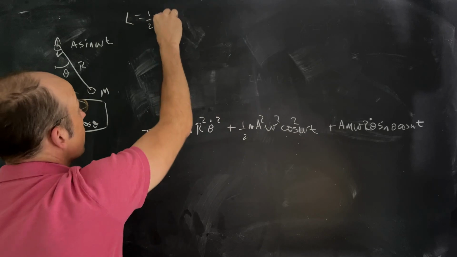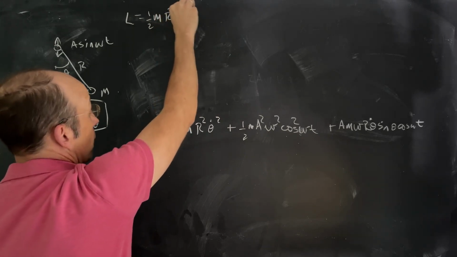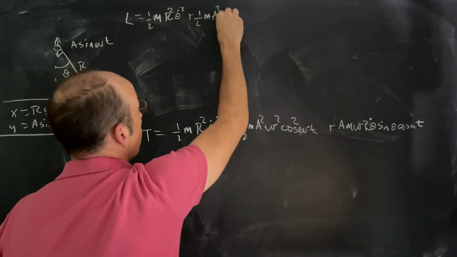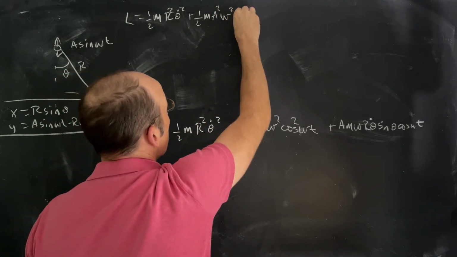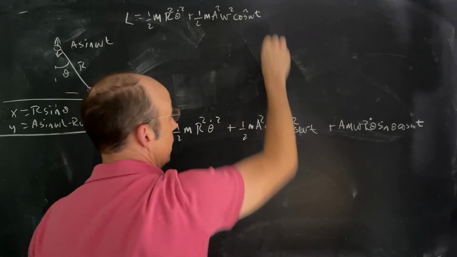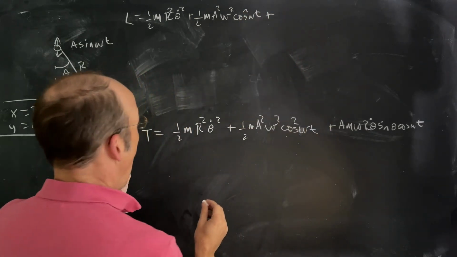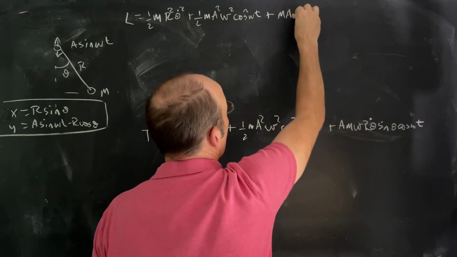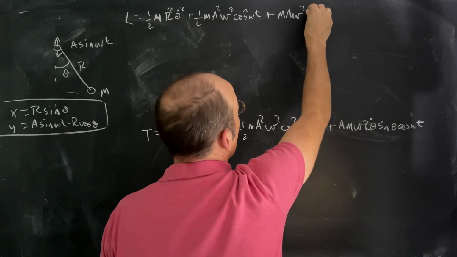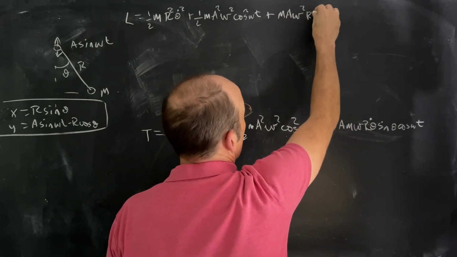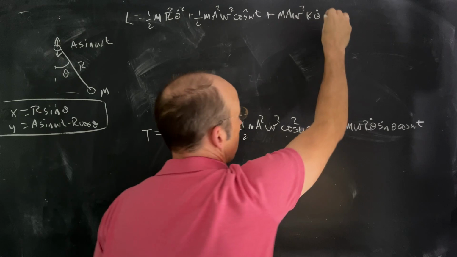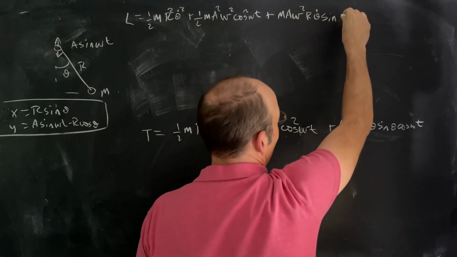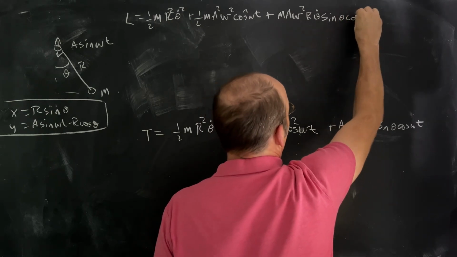1/2 m r squared theta dot squared plus 1/2 m a squared omega squared cosine squared omega t plus, I'm going to put the m in the front, m a omega squared r theta dot sine theta cosine omega t. I'm writing small so I don't run out of room.